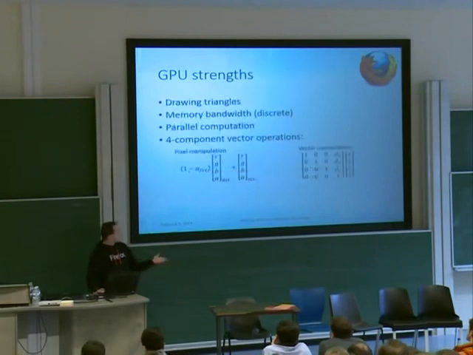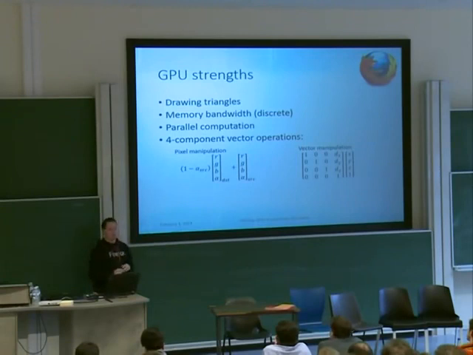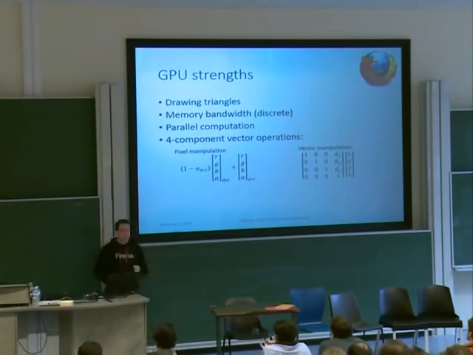So these are the strengths, right? They're really good at drawing triangles. When you have a discrete GPU, they have an immense memory bandwidth, much bigger than your CPU does. They are very good at parallel computation, because these cores by themselves are not that great, but you got 1,000 of them all running in parallel. Every cycle, every one of those 1,000 cores, for example, can do a bunch of computations. And they're, as I said, very good at 4-component vector operations.